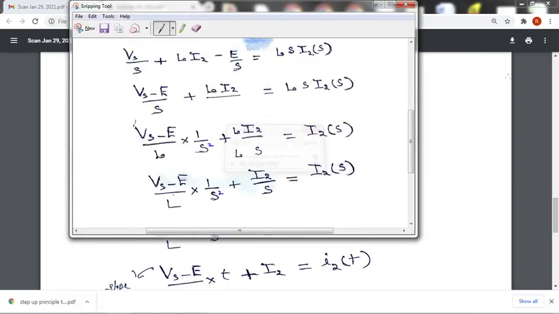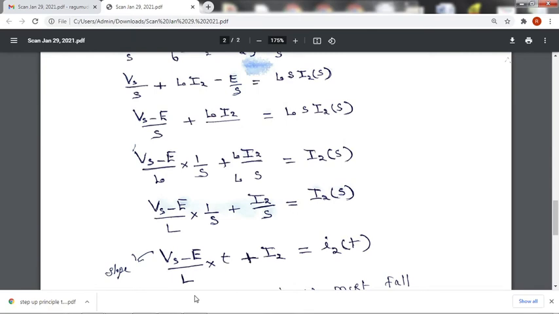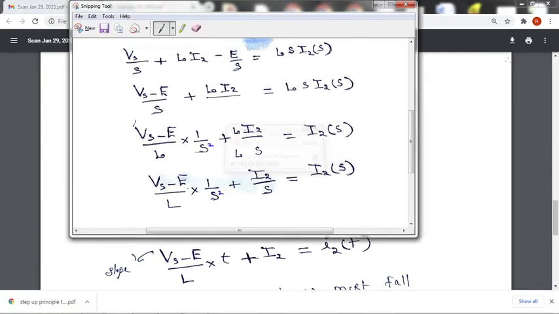If you apply the inverse Laplace transform for this, Vs minus E by L into 1 by s squared becomes t, and I2(s) becomes I2(t), because we are changing from the s domain to the t domain. I2(0) is a constant, so the inverse Laplace transform of 1 by s is 1, and of 1 by s squared is t. So it is Vs minus E by L.